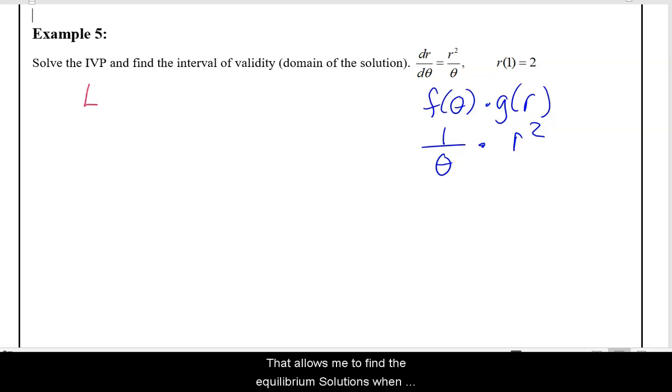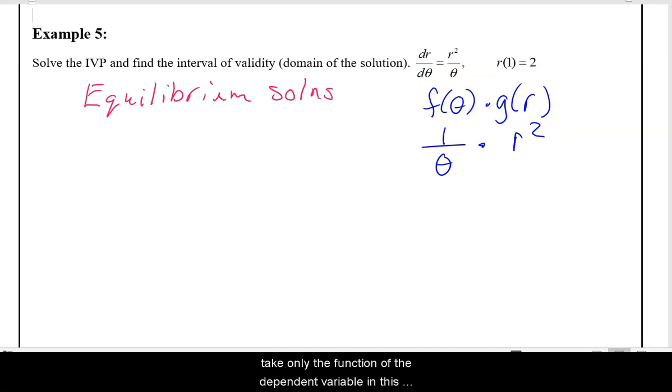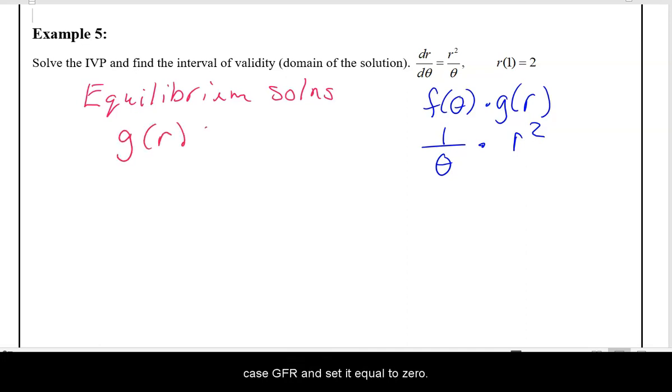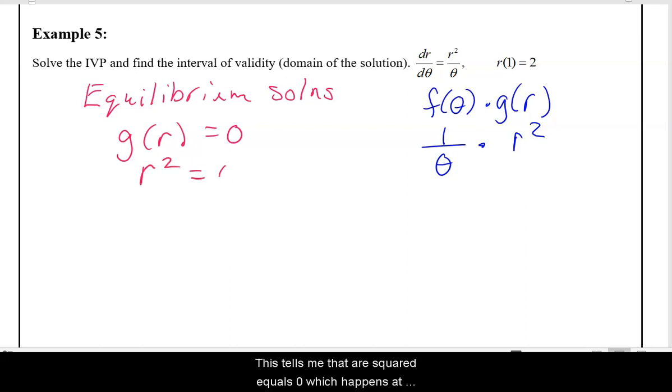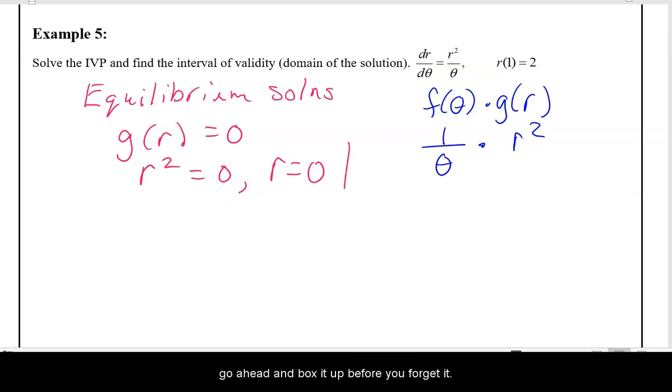Now let's take a look at the next step. That allows me to find the equilibrium solutions. When I'm looking for the equilibrium solutions, remember that you take only the function of the dependent variable, in this case g of r, and set it equal to 0. This tells me that r squared equals 0, which happens, of course, when r is 0. That is my equilibrium solution. That's one of them. Go ahead and box it up before you forget it.